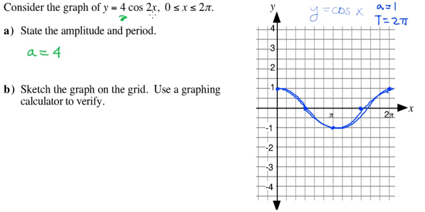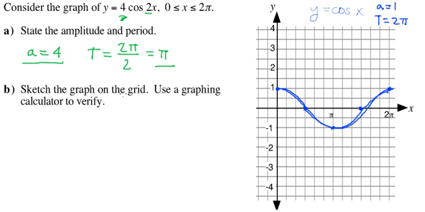The period is a little less straightforward. It isn't 2. The 2 is related to the period, but it isn't the period. The period is always 2 pi divided by b, the multiplier on x. So in this case, it's 2 pi divided by 2. So our period in this case is just pi. We have an amplitude of 4 and a period of pi.